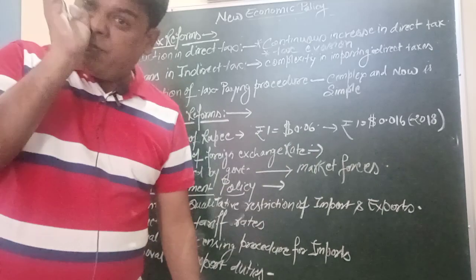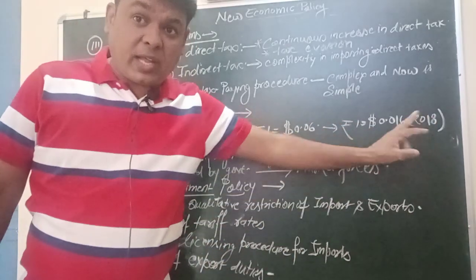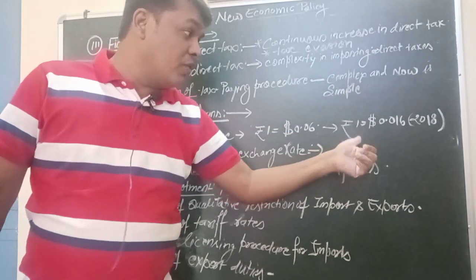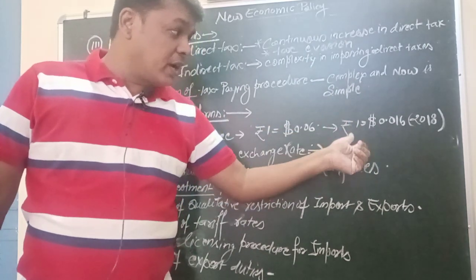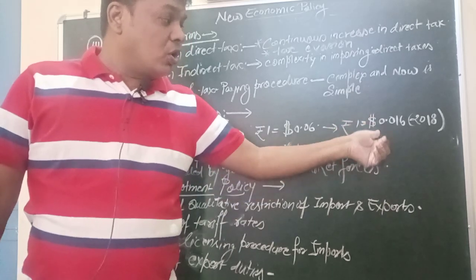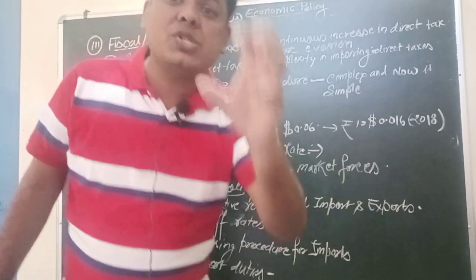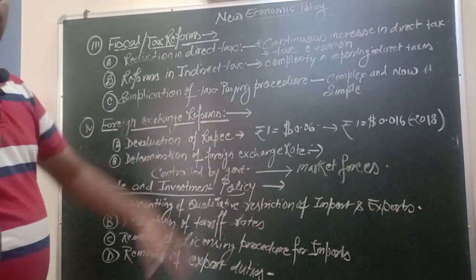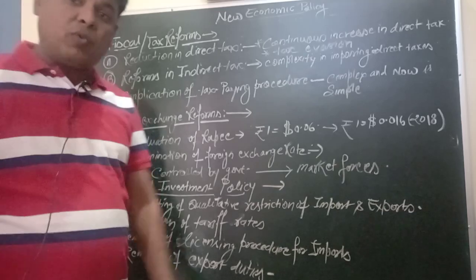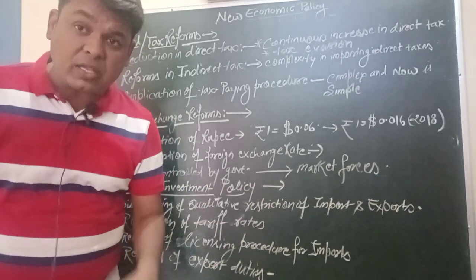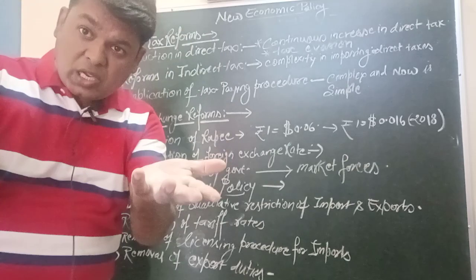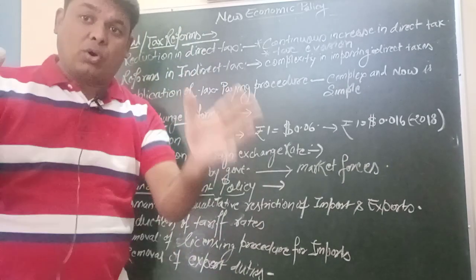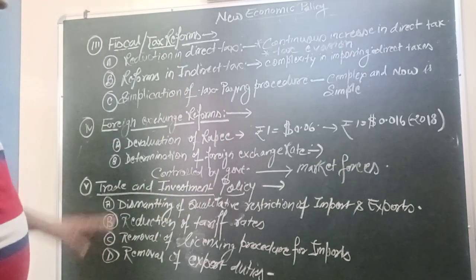$0.06. But in 2018 that rate was devalued, and now we are paying that in 2018 rupees 1 is equal to $0.016. Okay, so this is the devaluation of the rupee. What is happening? Exports become costly and the imports become cheap. Okay, low-cost imports. So this is the thing.